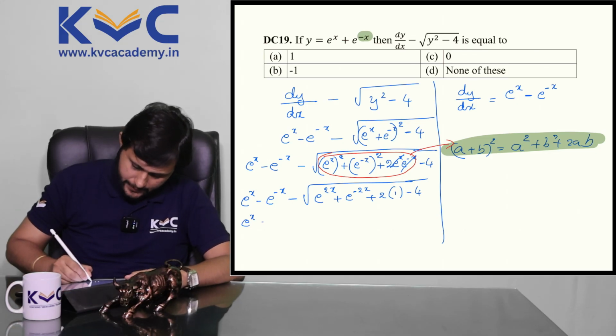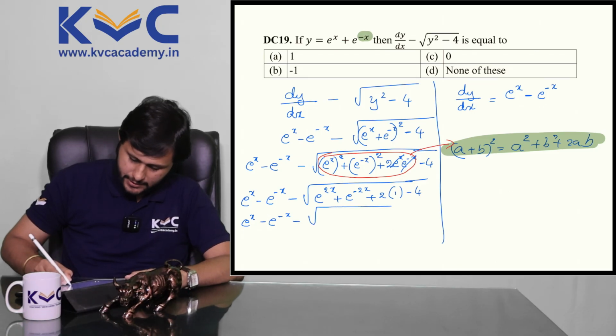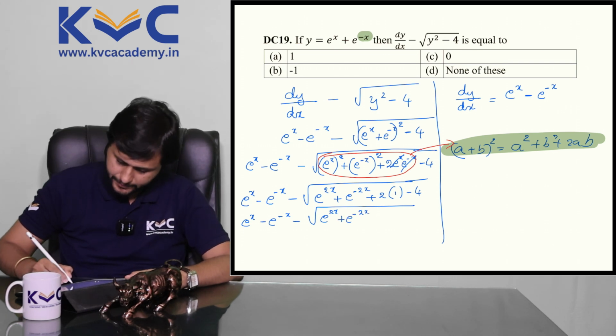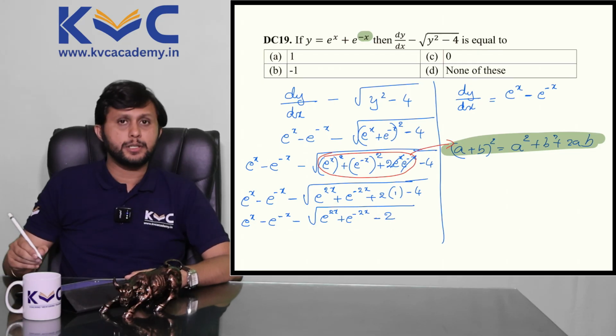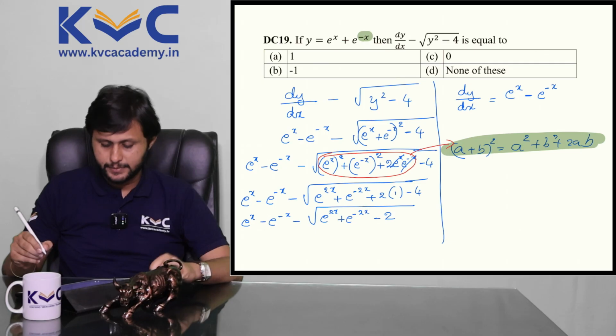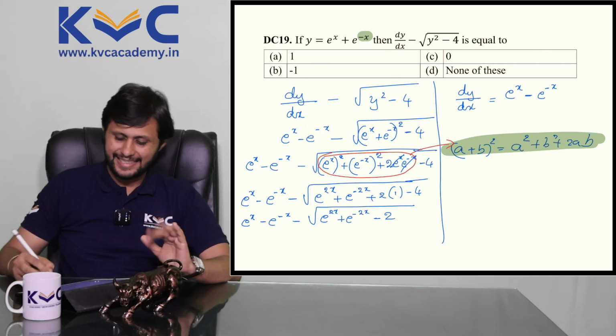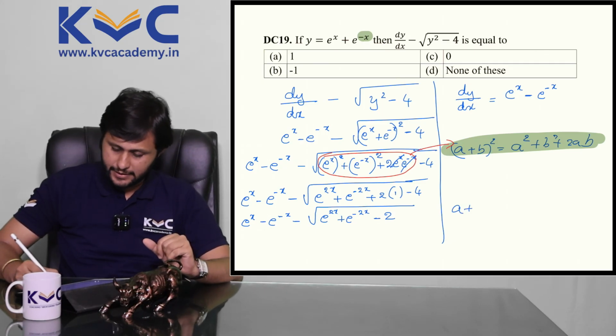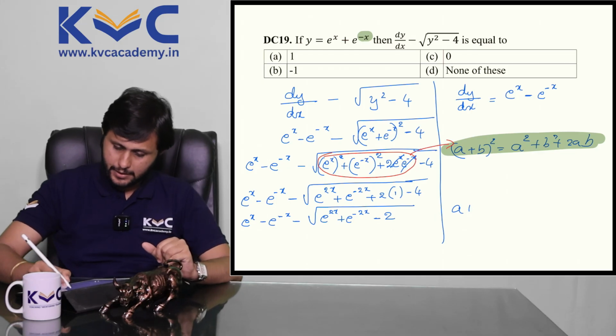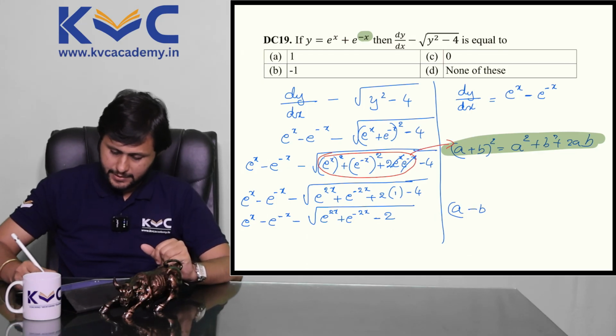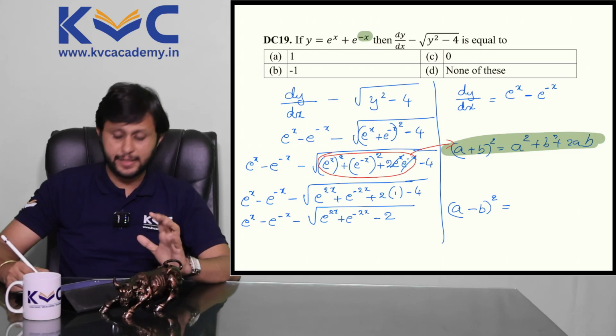So we have e to the power x minus e to the power minus x minus square root as it is. We have e to the power 2x plus e to the power minus 2x, correct? And then we have minus 2. So earlier we had plus 2, now we have minus 2. Now I can write the condensed form of this. What is the condensed form of a minus b? This is the expansion form of a minus b whole square.